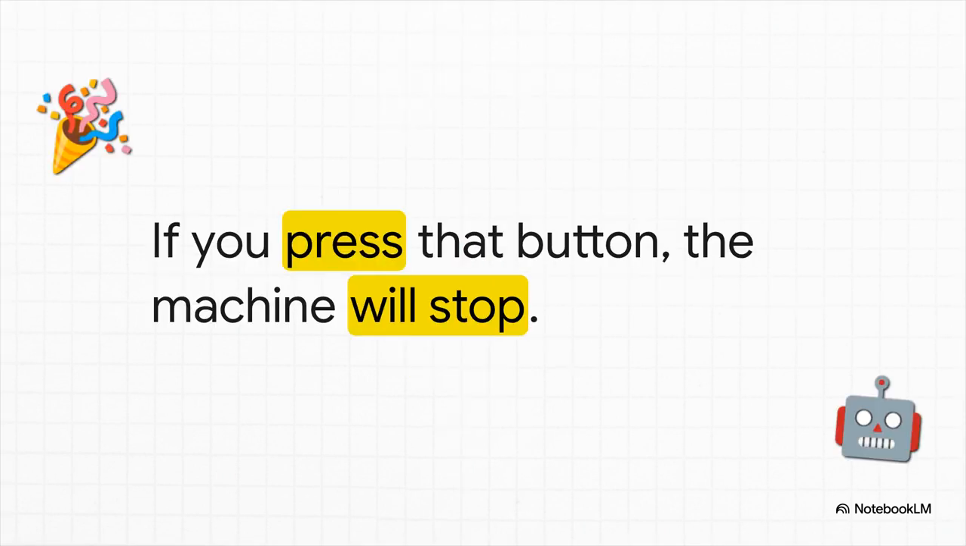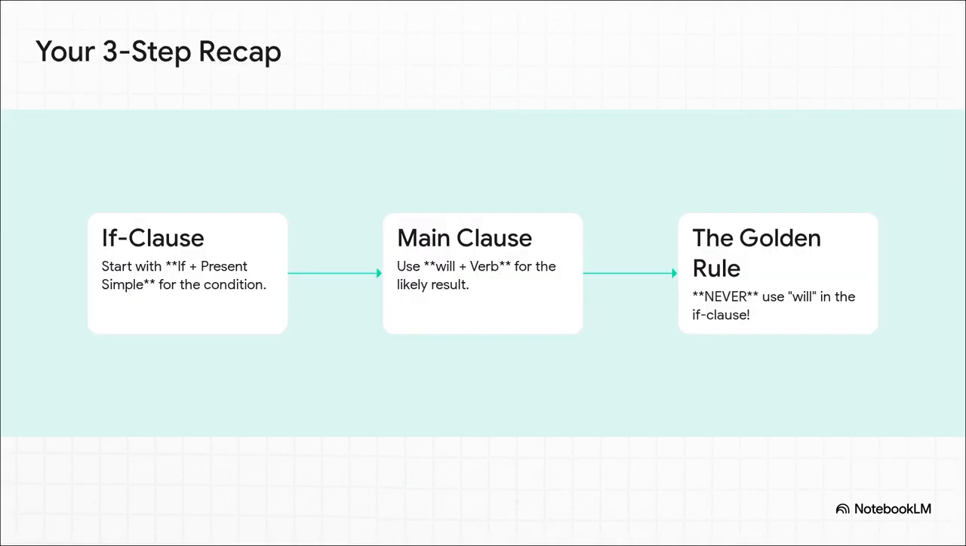Perfect. Present simple for the condition, if you press, and the future for the result, the machine will stop. See? You've totally nailed this pattern. So to wrap it all up, here is your 3-step cheat sheet. One, the condition is always if plus the present simple. Two, the result is will plus the verb. And three, the golden rule. Absolutely, positively never, ever use will in the if clause itself.